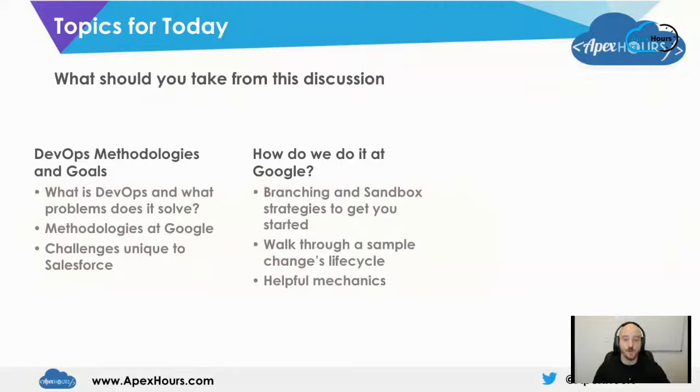And then we'll also walk you through a sample change's lifecycle to understand, okay, a developer makes a change, then what happens next? What happens between the authoring of the change and it going live in production? And then we'll also talk about some really helpful mechanics that we've built, that anybody can build, that will help you improve the quality of your DevOps pipeline, particularly on the ops side. So helping you operationalize the things that occur when you are interacting with your DevOps pipeline.